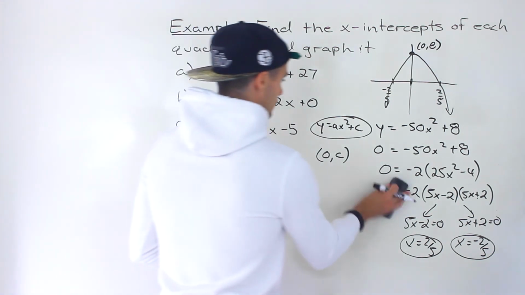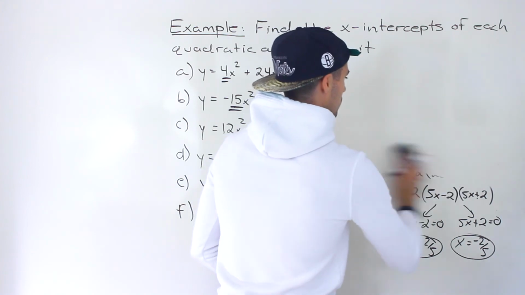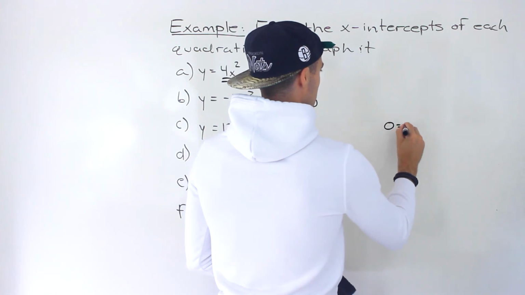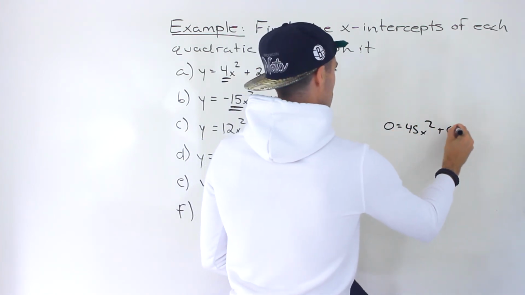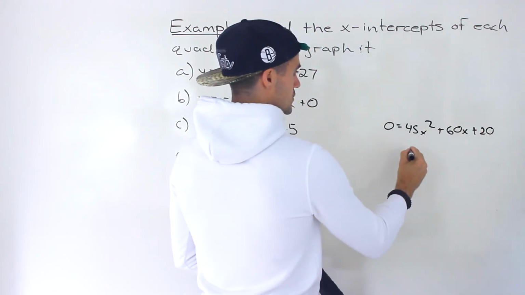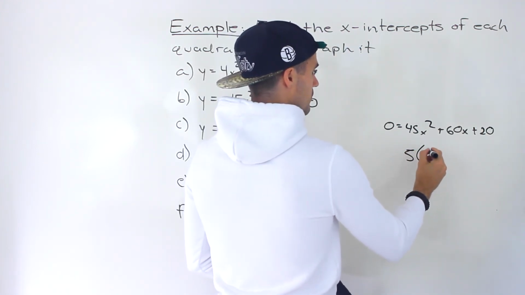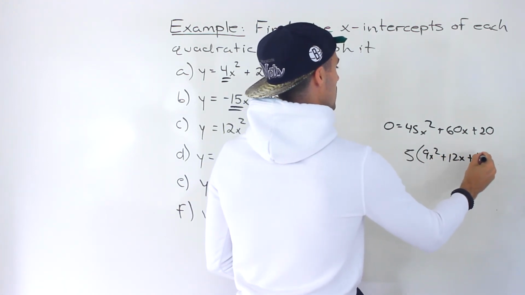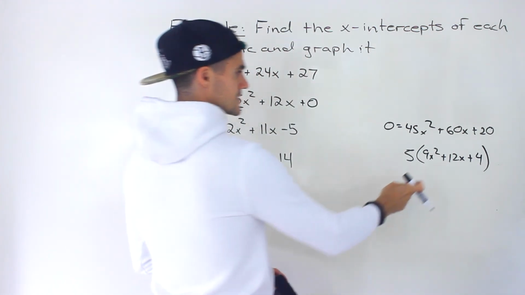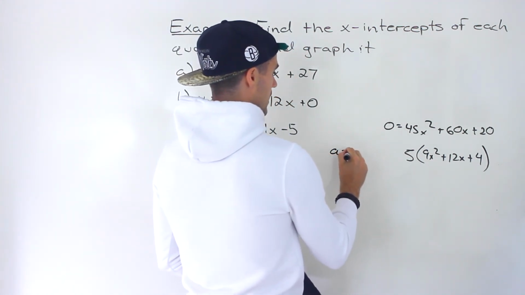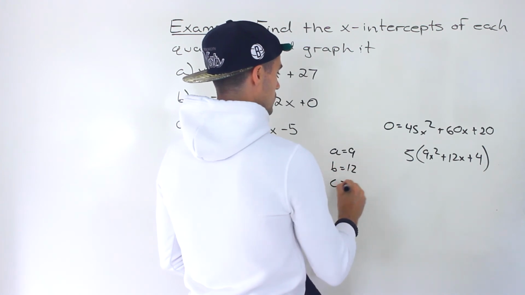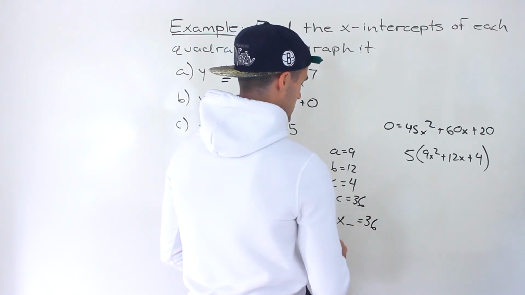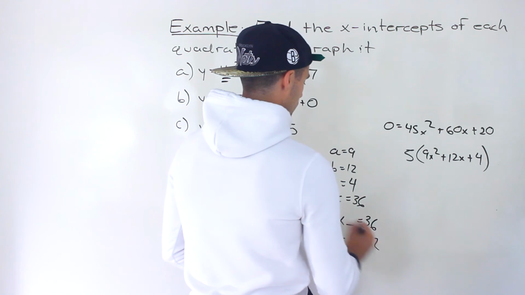And then finally, part F, again, let's get into finding the x-intercepts first. So we could take out a 5 from everything. So we'd have 9x squared plus 12x plus 4, like that. And then this, I think, is going to be a perfect square trinomial because we're going to have an a value of 9, a b value of 12, a c value of 4. AC value is going to be 36. Two numbers that multiply to 36 and add up to 12, it would be 6 and 6.